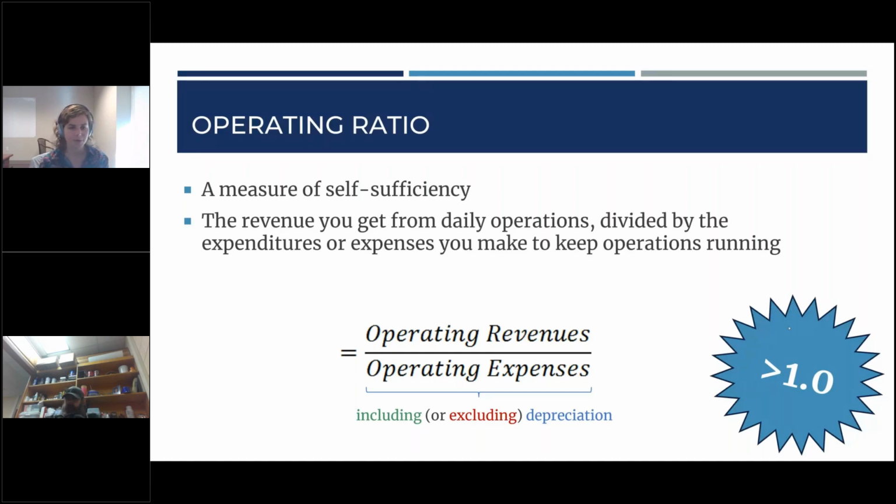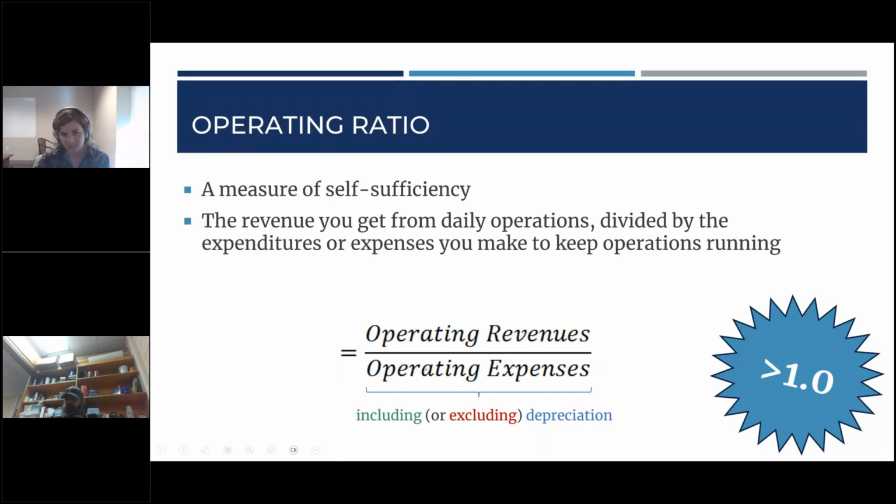All right, so your operating ratio. I mentioned before that this is the measure of self-sufficiency. So this is essentially the revenue that you get from your daily operations divided by the expenditures or expenses that you need to keep the system running. And you can see here on each of these slides, we're going to have an equation. On top, you can see is operating revenues, and it's divided by your operating expenses.